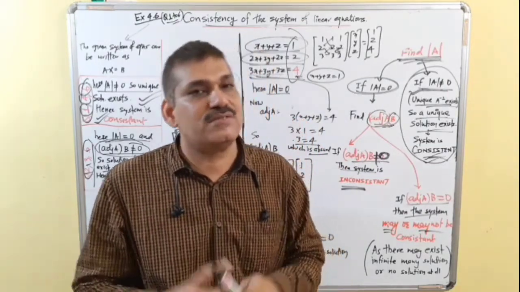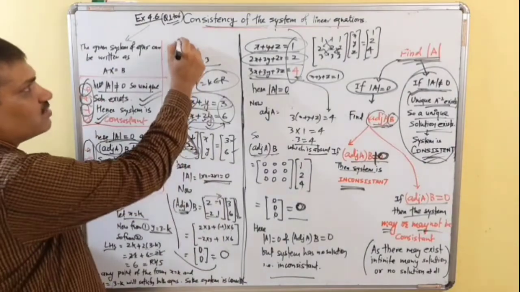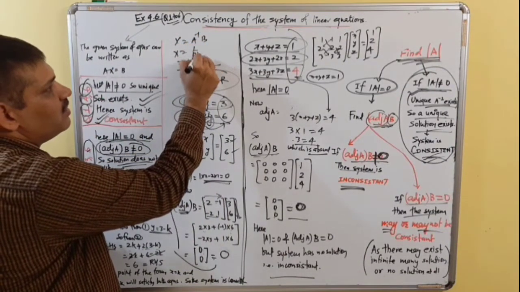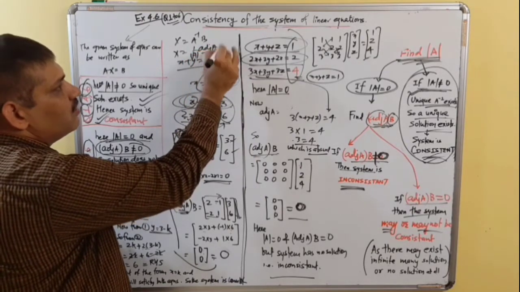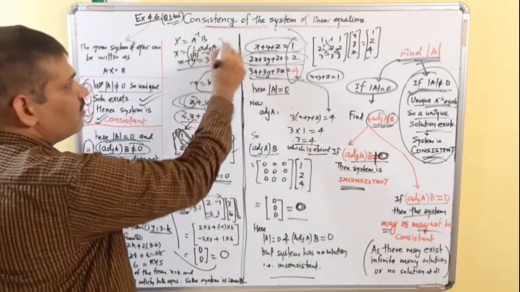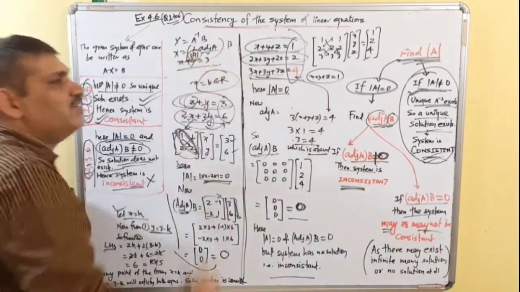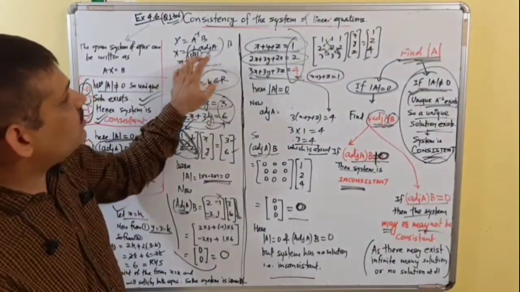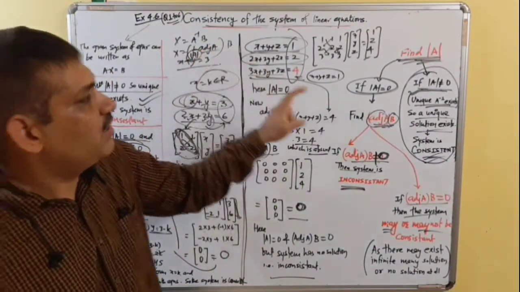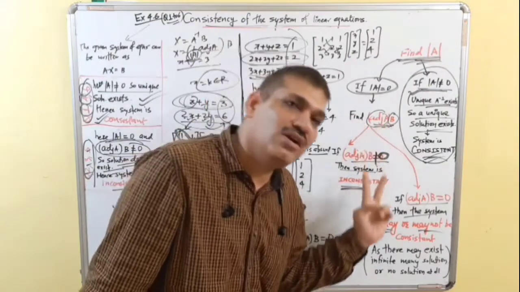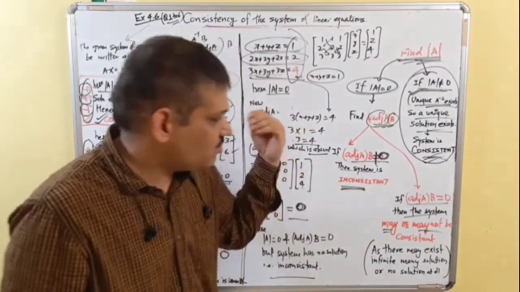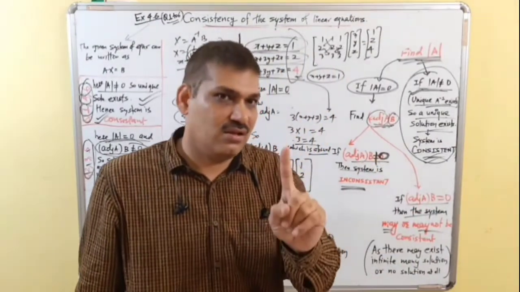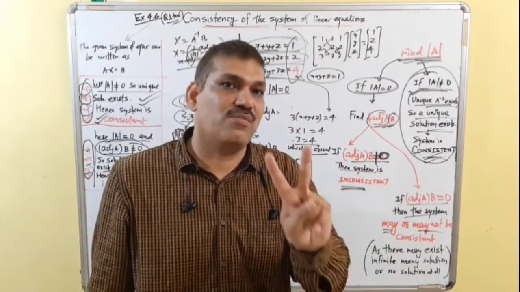Let me again tell you the process. What do we do? Actually, the solution is X is equal to A inverse B. That gives us 1 upon determinant A times adjoint A into B. So we find determinant A. If determinant A is not equal to 0, that means a unique solution is there. But if determinant A is 0, then we find the numerator, that is adjoint A into B. If adjoint A into B is not equal to 0, then there is no solution. If adjoint A into B is equal to 0, then a solution may exist or may not.